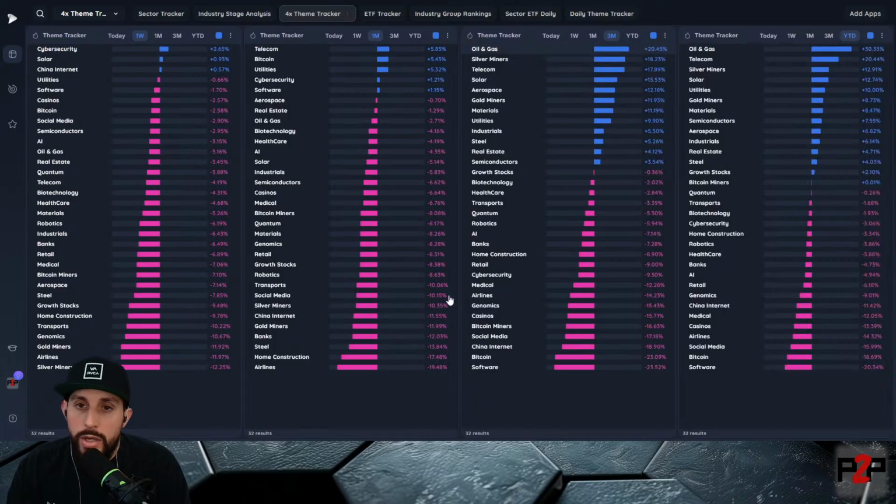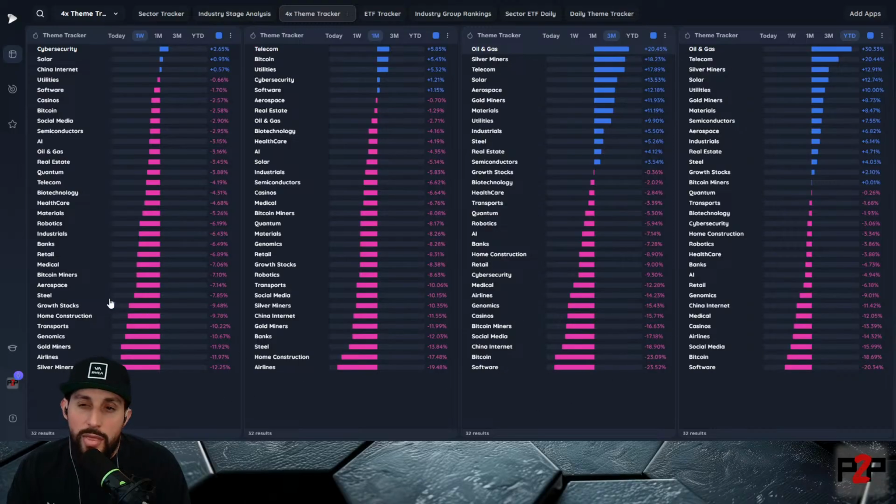Theme tracker over here. We've got 1 week, 1 month, 3 month, year to date. Not a ton. You can see on the week, cybersecurity has definitely been popping up a lot on these lists. Solar's here or there, China internet here or there. Really, looking at all of this, obviously we have oil and gas. That's the clear one name that I think everybody knows is showing relative strength.